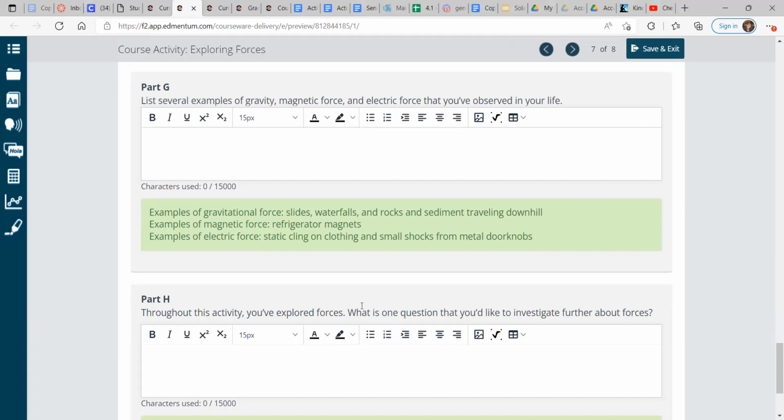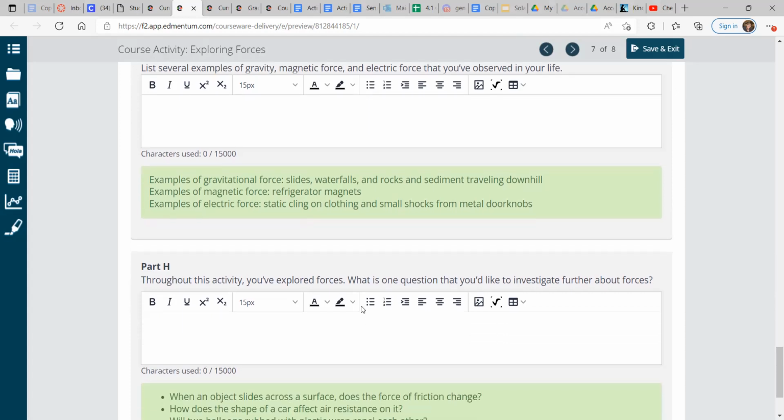Electric force: static cling on clothing, when you do your laundry or you wear socks and you walk on carpet. There's a lot of static cling. And then small shocks from metal doorknobs. If you wear socks and then rub your feet on the carpet and then touch a metal doorknob, there will be a small shock.